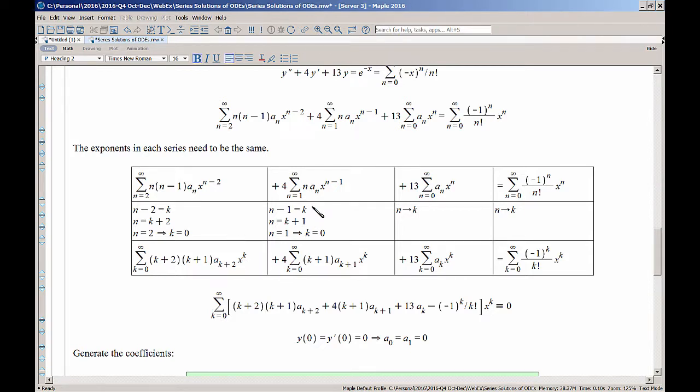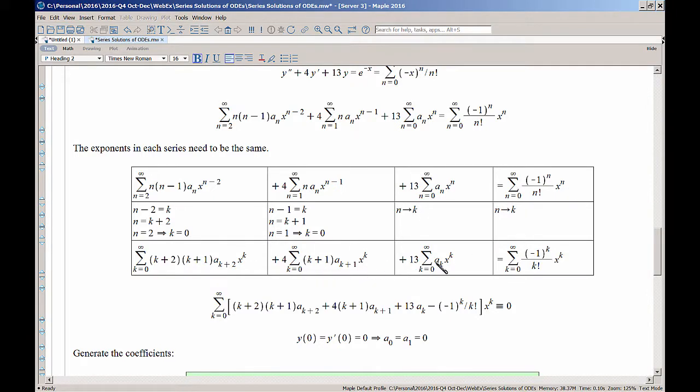And you do the same thing here, except with a slightly different substitution. We want n minus 1 to be k. So n is k plus 1. When n is 1, k is 0. So this sum will start at 0. This n will become a k plus 1. This n will become a k plus 1. And this exponent will become a k. There's no change here except for the name. We let n be replaced by the integer k.